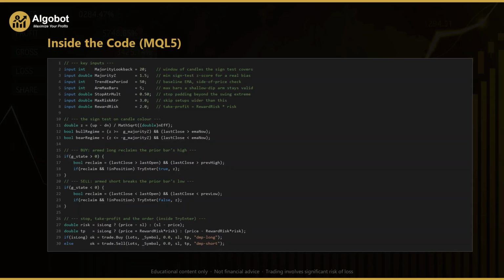Finally, inside try-enter, risk is the distance from the entry price to the stop. The take profit is the entry plus reward risk times that risk for a long, or minus it for a short. Then the order goes in with trade.buy or trade.sell, each carrying the calculated stop loss and take profit. That's the full round trip, from statistic to order.